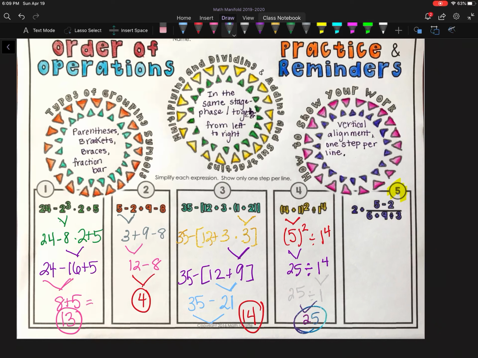Our very last one, and this is where we've added in, instead of having parentheses, they're using a fraction bar in order to separate the top section from the bottom section. So this is where we're going to do what's on top first. So 5 minus 2 is 3. And underneath it, I have 6 plus 9 divided by 3. So then I'm going to do the bottom next.